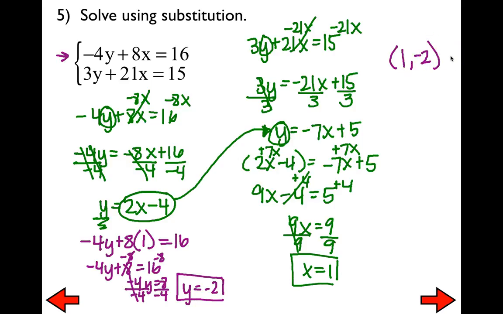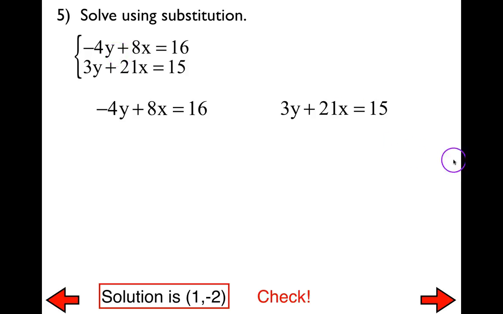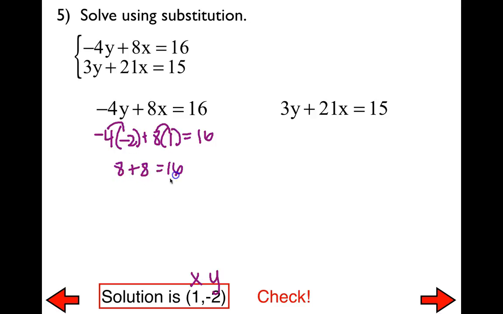But again, I'm going to say that I claim that I think it is just because I haven't checked my work yet. So let's go ahead and check our work. So now we're just going to check our work, just reminding ourselves, hey, our x's are 1s and our y's are negative 2s. So here we have negative 4 times a negative 2 plus 8 times 1 equals 16. Here, negative 4 times negative 2 is 8. Negative 8 times 1 is 8, and that's supposed to equal 16.